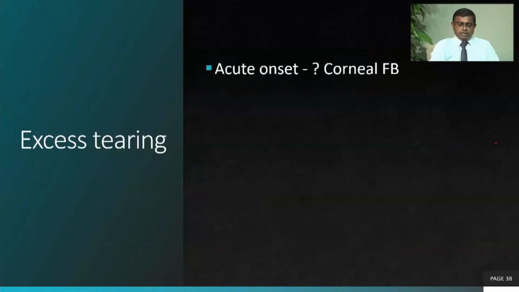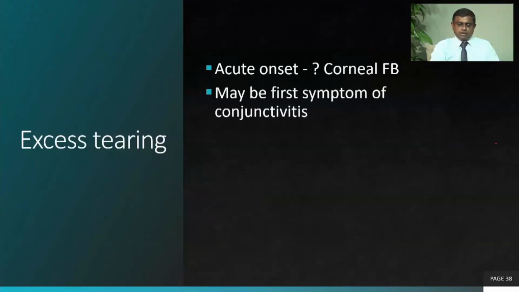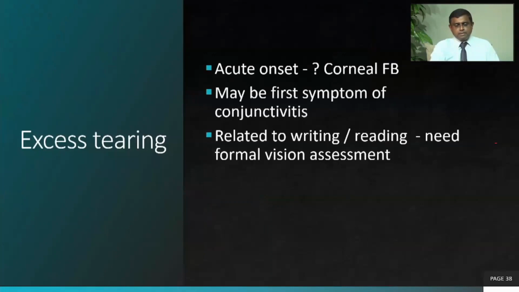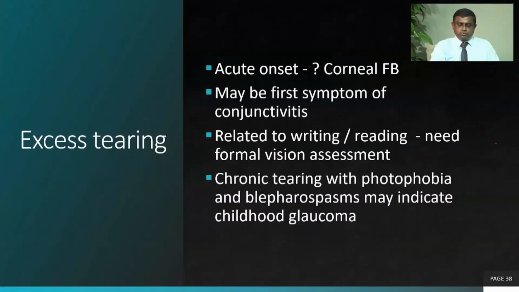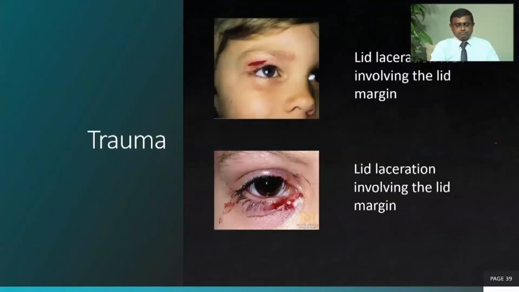So again, excess tearing can have other differential diagnoses as well. If it is acute onset, you have to suspect a corneal foreign body. It may be the initial symptom of conjunctivitis, viral conjunctivitis. If it is related to writing or reading, you have to assess vision, because it could be the initial sign of refractive error. Chronic tearing with photophobia and blepharospasm may indicate childhood glaucoma as well.